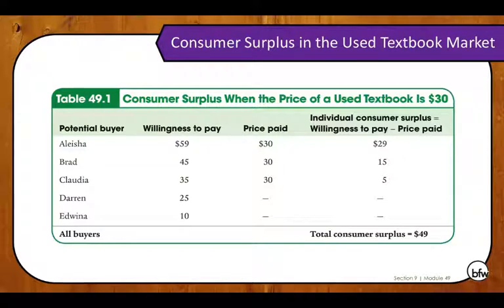Because Brad was only willing to pay a maximum of $45 for the textbook and he gets it for $30, he has $15 of surplus or happiness. Claudia, being willing to pay $35 and paying $30, gets $5 of consumer surplus or happiness. And of course, because the textbook was $30 and Darren and Edwina were only willing to pay $25 and $10 respectively, they don't get any surplus because they don't even get to buy and enjoy the book.